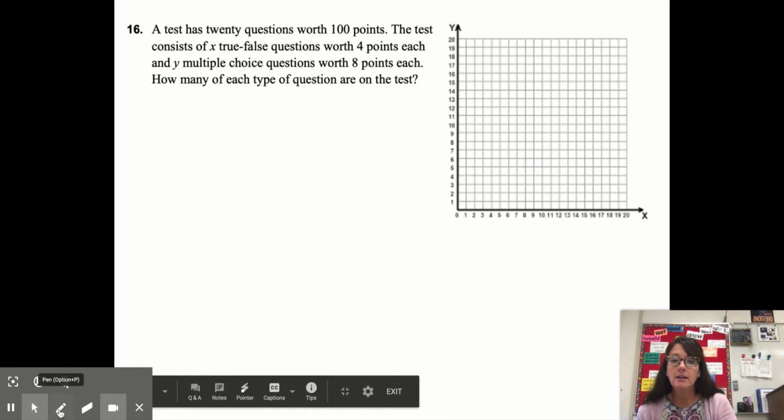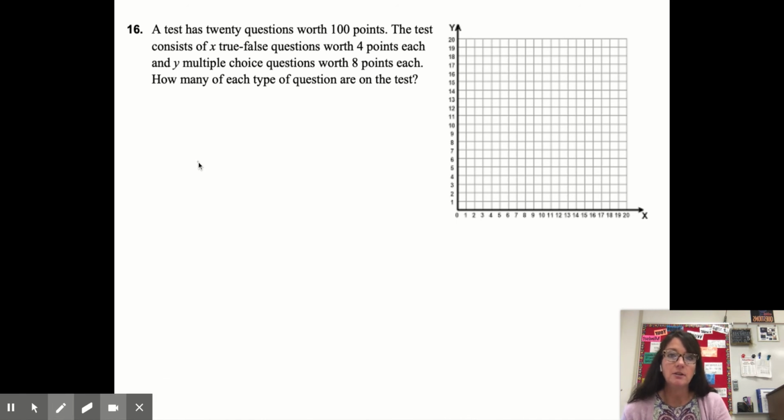All right, and finally, our last one. We're going to have to write the system of equations on this one and then solve it by graphing. And this is why we'll see in this example why we want to do the next lesson, which is probably substitution or elimination. All right, so we have a test with 20 questions, and it's worth 100 points. We have a lot of information here. We know we have 20 questions. We know we have 100 points. It has X true and false questions, and they're 4 points. Y multiple choice, and they're 8 points.